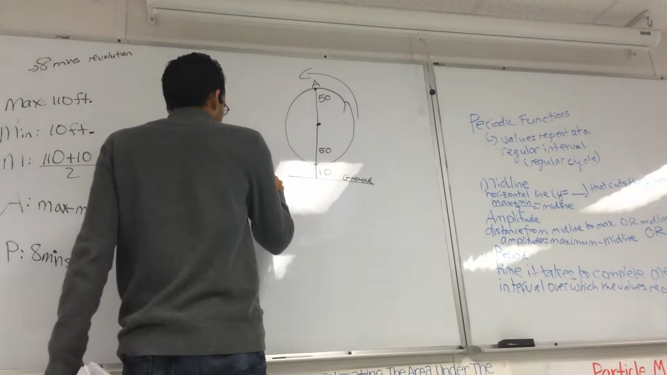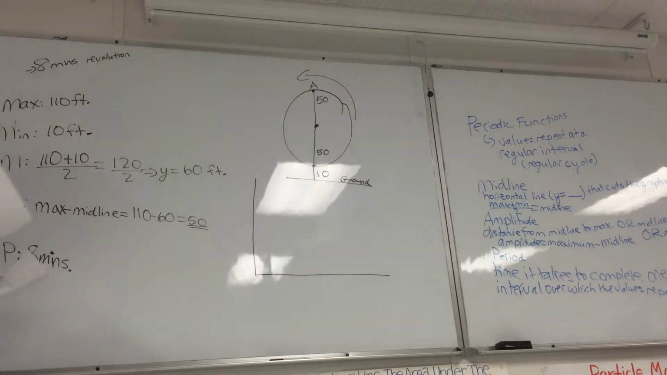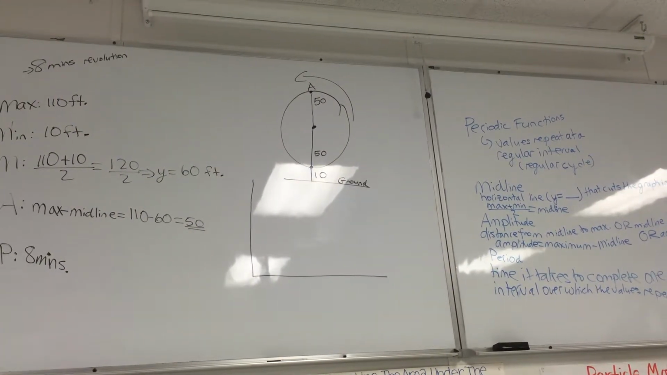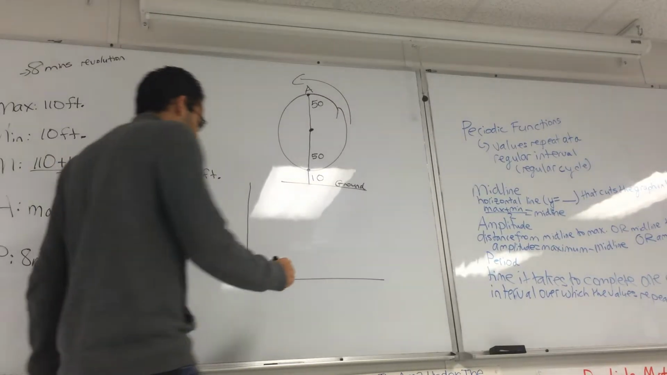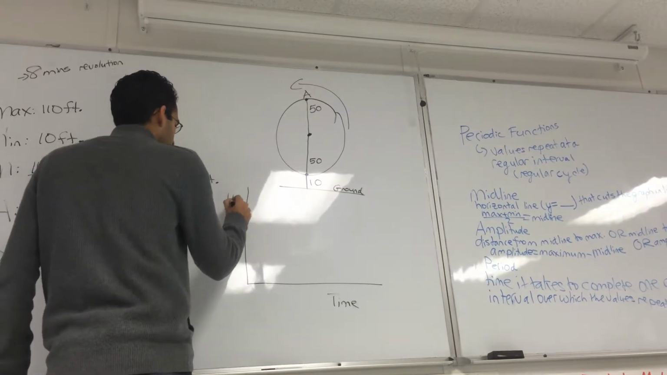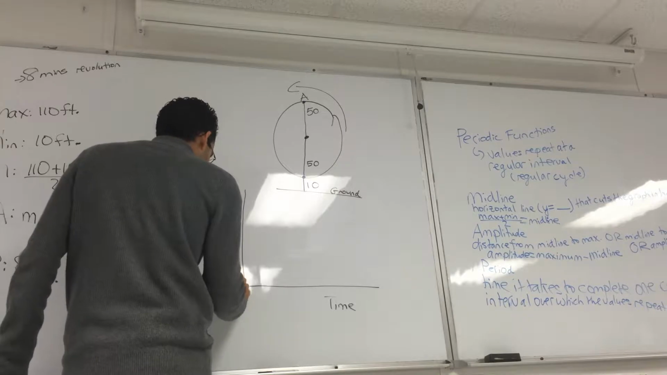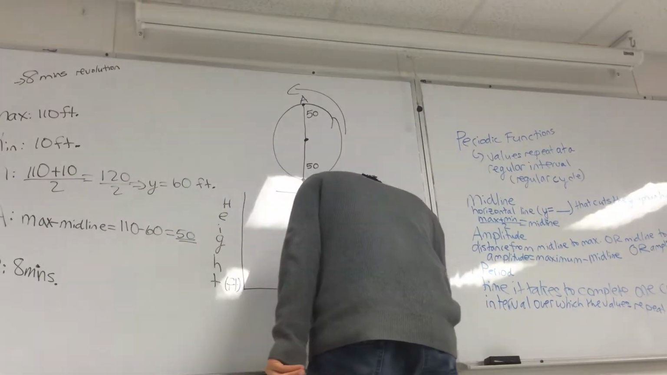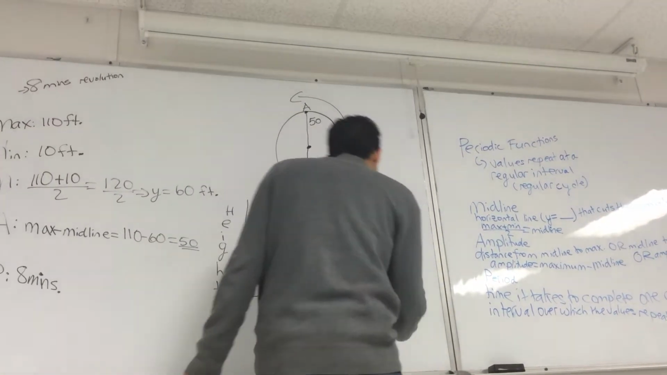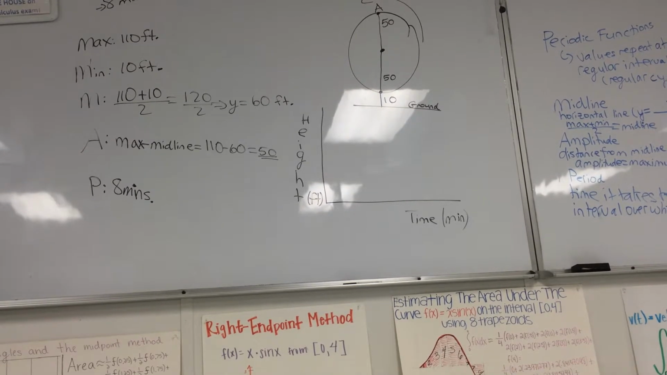So, let's draw some axes here. All right, and I'm going to call the x-axis time. I'm going to call the y-axis height. In feet, time in minutes. All right, and let's see what they want us to do. Well, at time equals 0, how high is the person in car A?